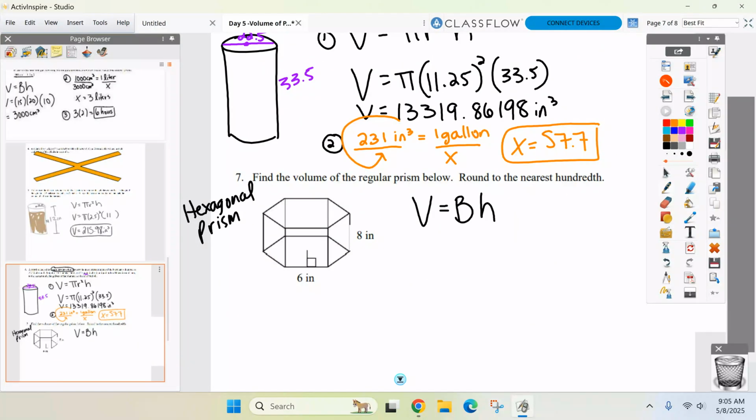Okay, so the H is going to be 8. I'll substitute that in at the end. All right, you ready for capital B now? Capital B is the area of the base. And what shape is the base?